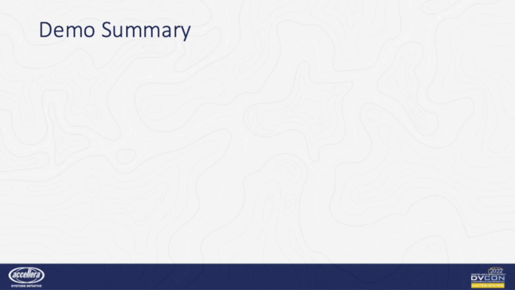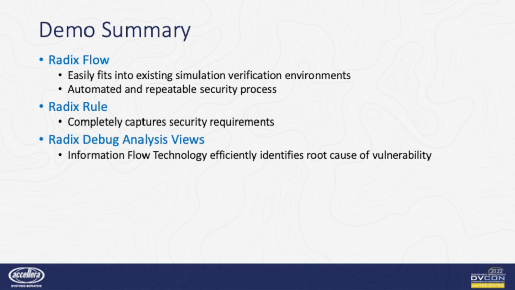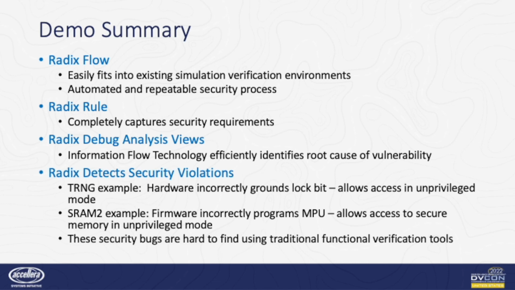I want to now do a quick summary of what I've shown in the demo. First, we want to talk about the Radix flow. It easily fits into existing simulation verification environments, and it's an automated and repeatable process. It's easy to write the rules. The Radix rules completely capture security requirements. The Radix debug analysis views show you how information flows efficiently in your design and help you quickly identify the root cause of the vulnerability.